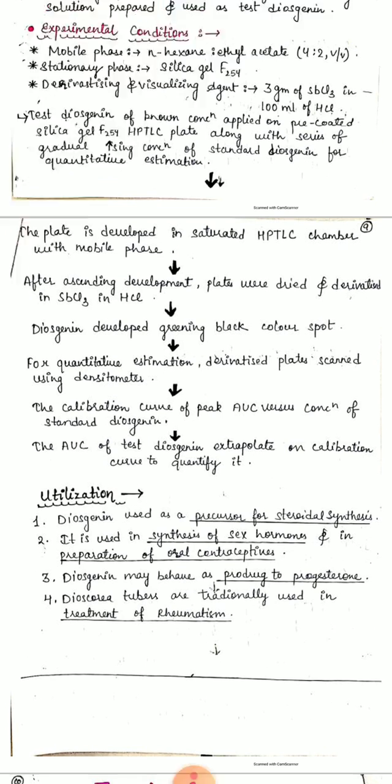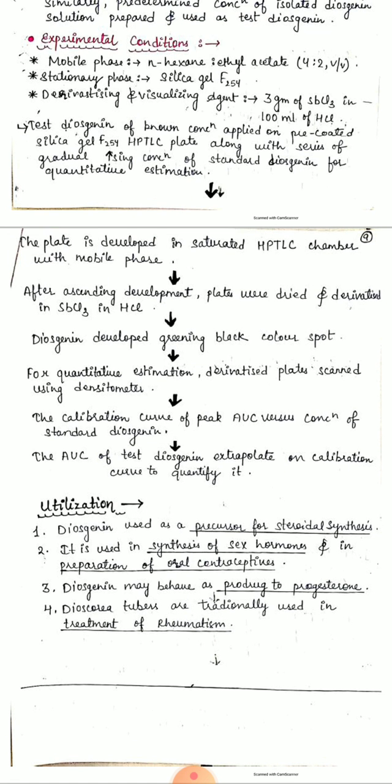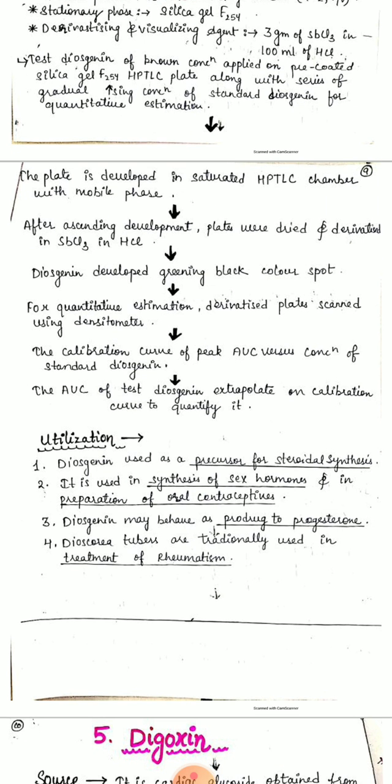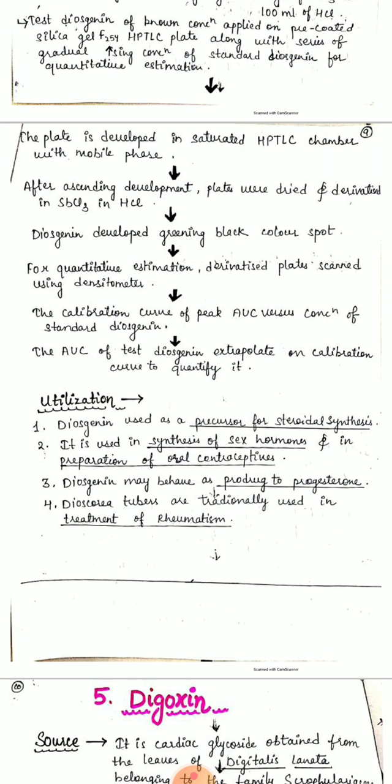So there is a new method, the densitometer, that we are using for quantitative estimation, and for that we are taking a calibration curve of the peak area under curve versus concentration of the standard diosgenin. The area under curve of the test diosgenin is extrapolated on the calibration curve to quantify it. So this is a method for estimation of diosgenin.